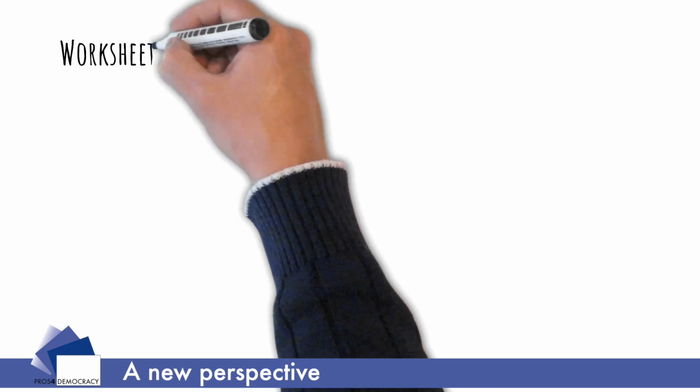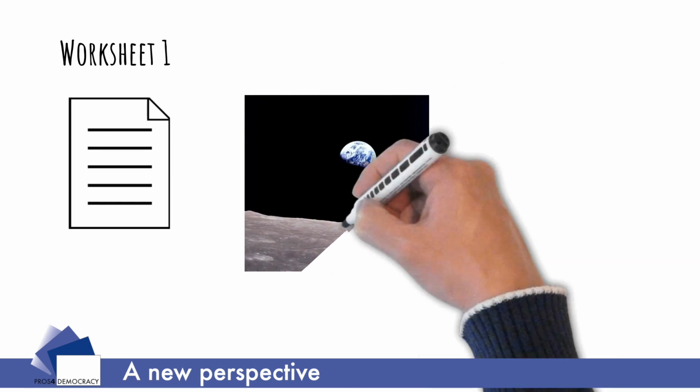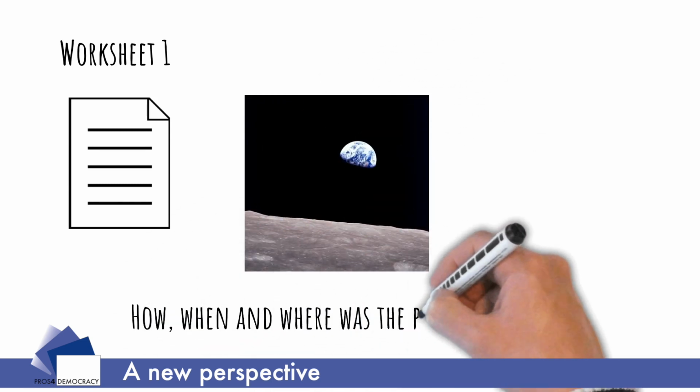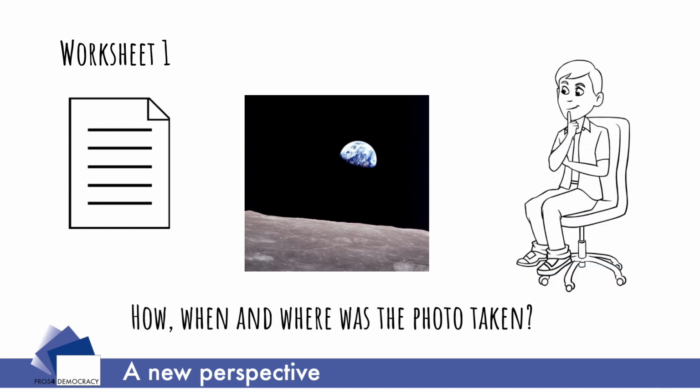Give worksheet 1 about how the Earthrise photo was taken to each student and present the photo on the screen. Give a summary of when and where the photo was taken and ask the students to fill out the worksheet.